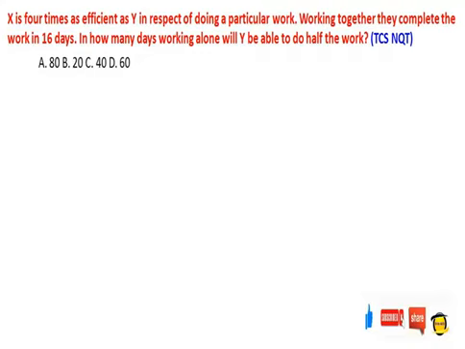X is 4 times as efficient as Y in respect of doing a particular work, and working together they complete the work in 16 days. In how many days working alone will Y be able to do half of the work?